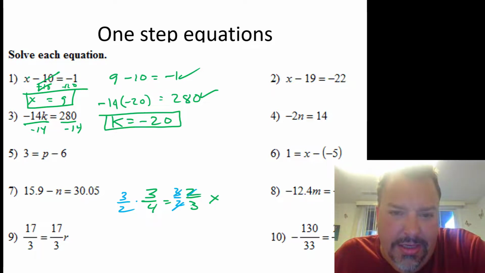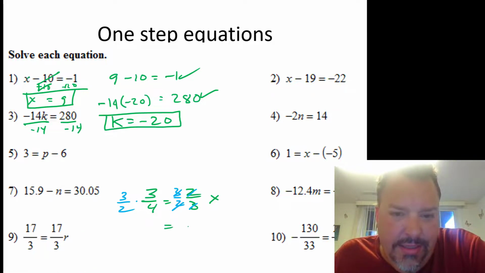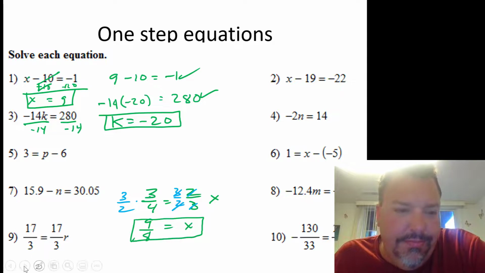So that here, the 2/3 and the 3/2 would cancel out, and we just end up with our 1x. And when we have 1x, we can just write that as x. And over here, we have 3/2 times 3/4, and we can multiply 3 times 3 is 9 over 8. So we get 9/8 for an answer.